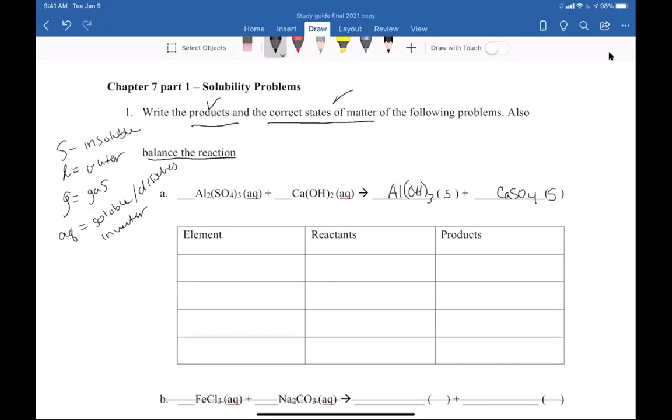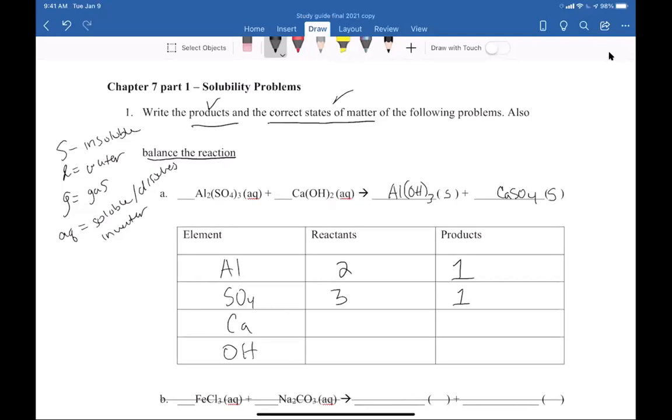Lastly, we have to balance the reaction. How do we do that? Well, we have to take down every single element. So we have Al, SO4, CaOH. And we have to decide how many we have on each side. In the reactant side, how many Als do we have? We have 2. In the product side, we only have 1. In the reactant side, how many SO4s do we have? We have 3. In the product side, we have 1.